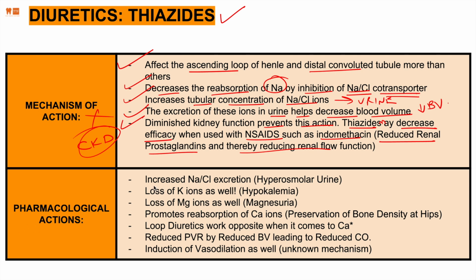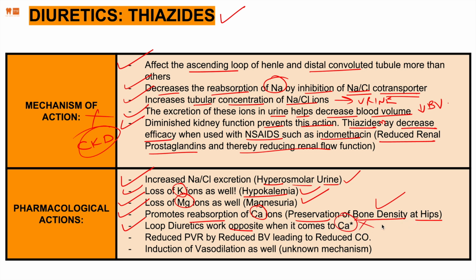What's the pharmacological action? Ultimately, the increased sodium and chloride excretion will lead to hyperosmolar urine, a loss of potassium, as well leading to hypokalemia, and a loss of magnesium ions, which is magnesuria. It promotes reabsorption of calcium ions, preservation of bone density in the hips. This is one effect that we need to understand as well. Loop diuretics work opposite when it comes to calcium.